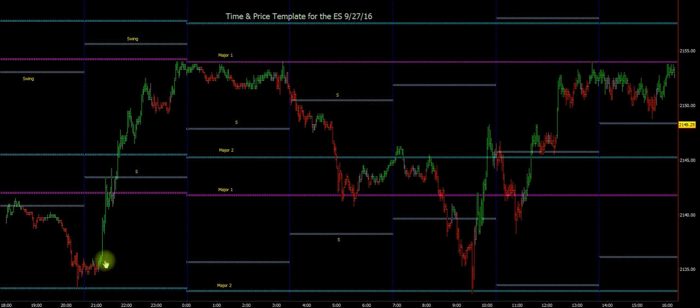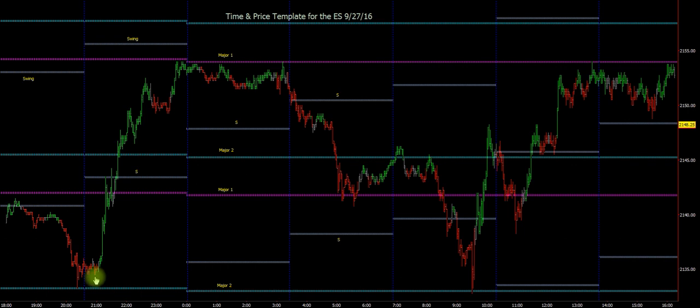Major move right here. Major move here, it kind of chopped around. Major move here. Ultimately a major move here. Major move here. And a move lower here. This is why those time windows are key. This is a period of time where you really need to be honing in on the lines. And I'm going to tell you exactly why.